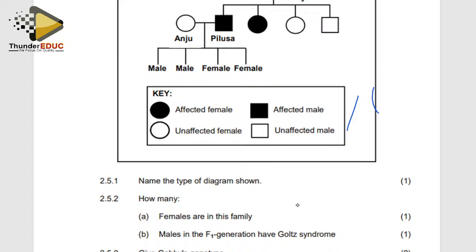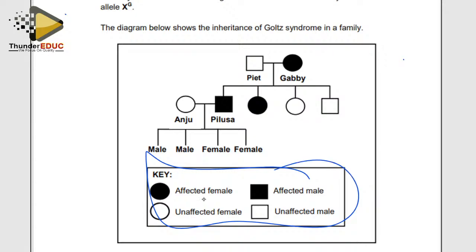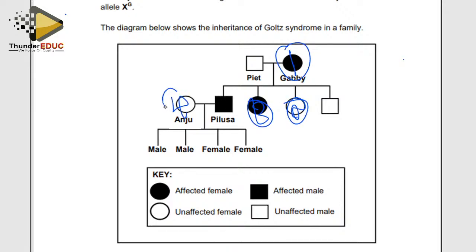How many females are in this family? Okay, let's find out how many females. Remember, female is a circle. Sometimes we bring the key, sometimes we don't bring a key. So whenever you see a circle, it is a female. So it is 1, 2, 3, 4, 5, 6. There are 6 females. Is it clear? Yes.